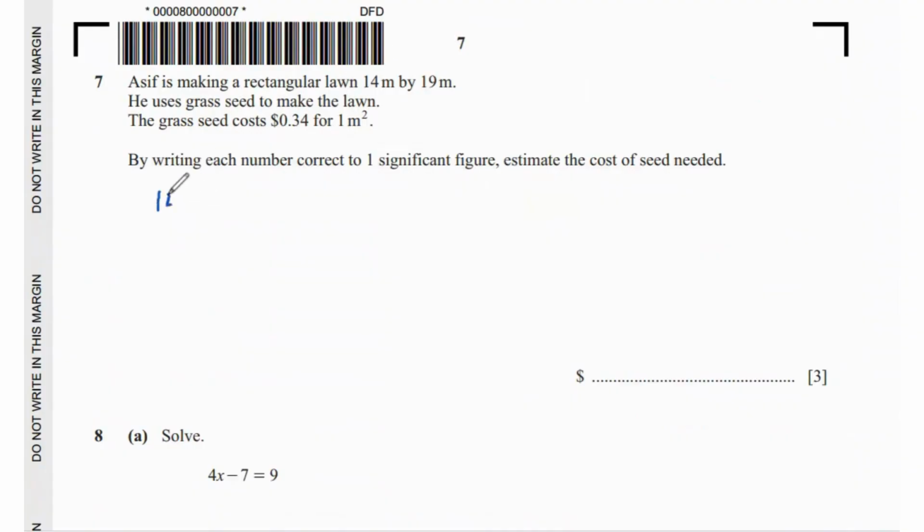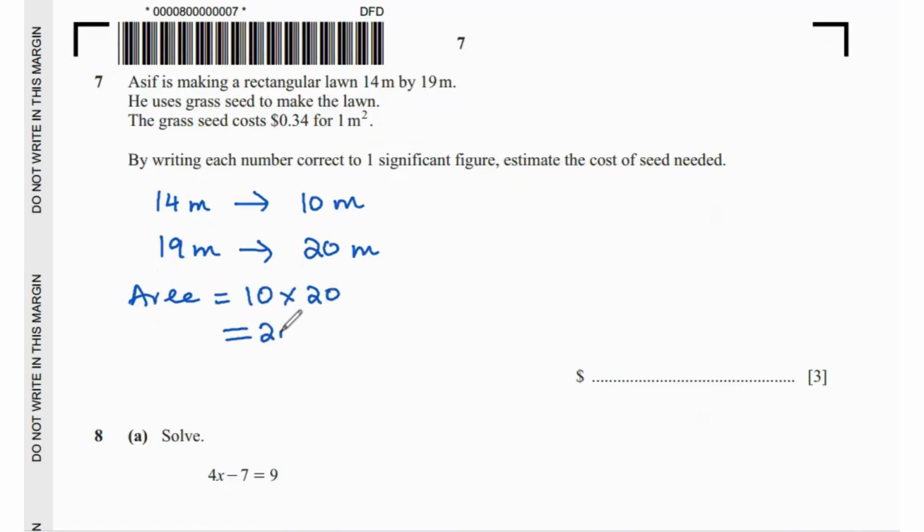So 14 meters becomes 10 meters because you have to write correct to one significant figure, and 14 is closer to 10 compared to 20. 19 meters will become 20 meters because 19 meters is closer to 20 compared to 10. So now area is going to be 10 times 20, which is 200 meters square.